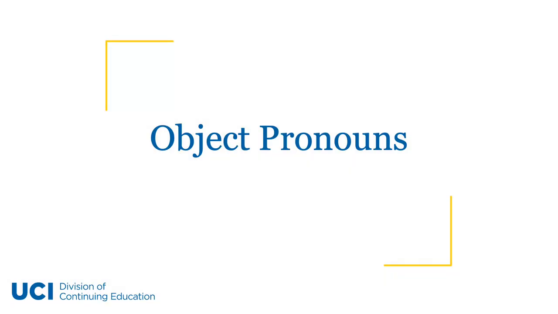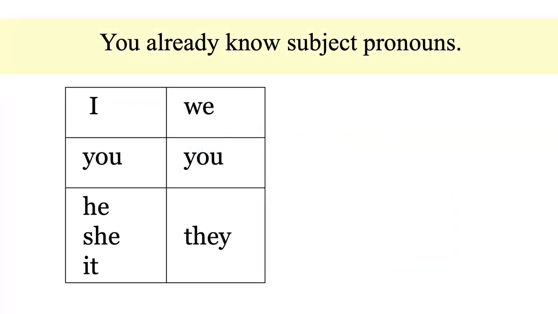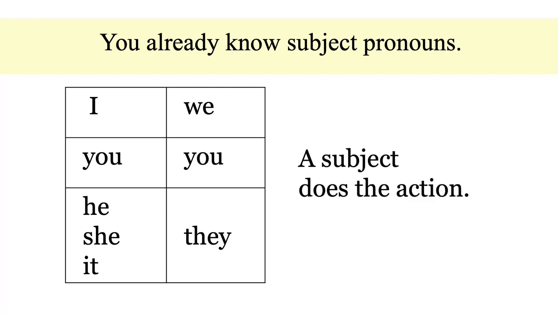Object pronouns. You already know subject pronouns. I, you, he, she, it, we, you, and they. You hear them all of the time. Remember, a subject does the action in a sentence.